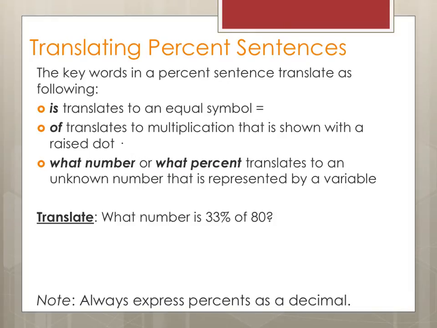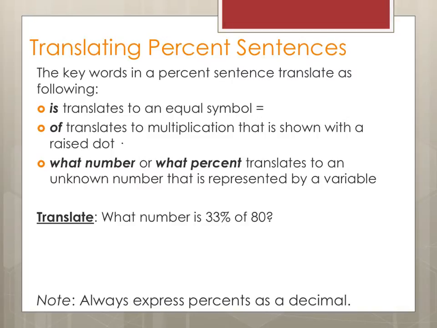So when we want to translate a percent sentence into an equation, there are some keywords that we have to look for. First of all, the word "is." We might remember this from algebra, is always going to equate to the equal sign. So when we find "is," that's where we're going to insert an equal sign. "Of," which typically means times, translates to multiplication that is shown with a raised dot. We don't use the x because we'll get that confused with our variables. And the phrase "what number" or "what percent" translates to an unknown number that is represented with a variable.